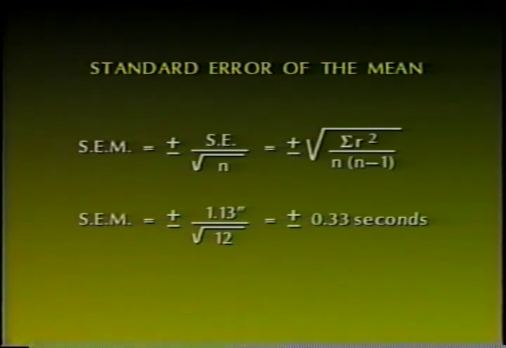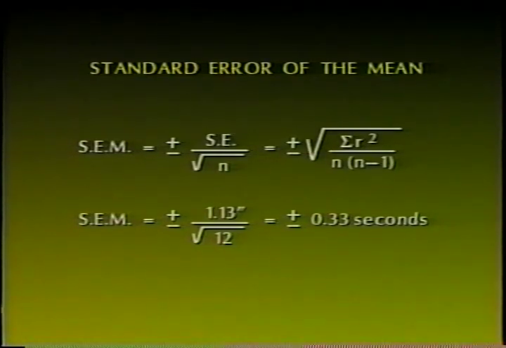If the standard deviation is not required, you can calculate the standard error of the mean directly from the measurements by taking the square root of the sum of the residuals squared divided by the number of measurements times the number of measurements minus 1. Of course, this is a plus or minus value. In our problem, the standard deviation, which is 1.13, is divided by the square root of the number of measurements and is equal to plus or minus 0.33 seconds.